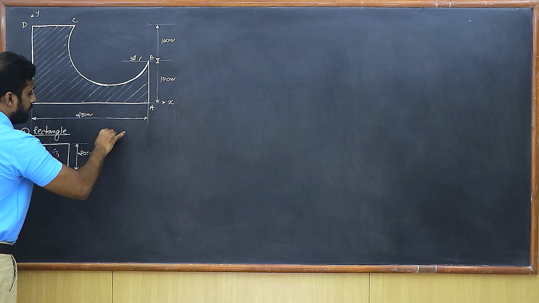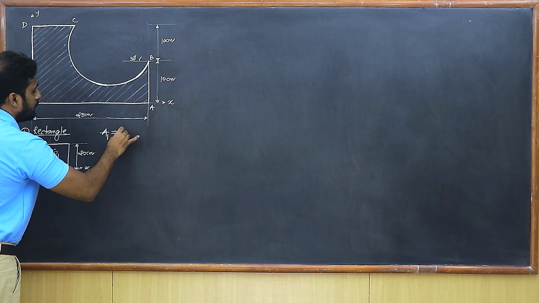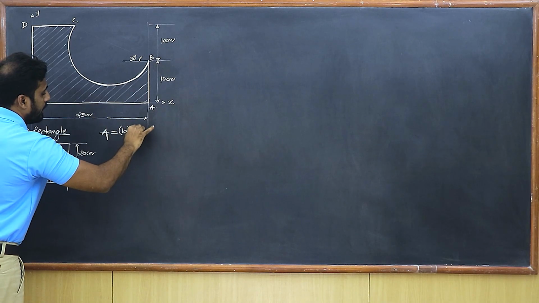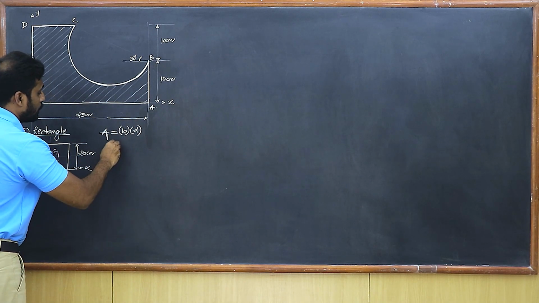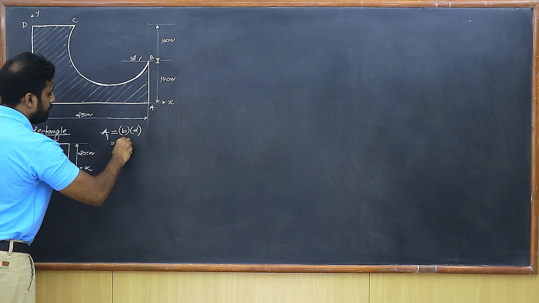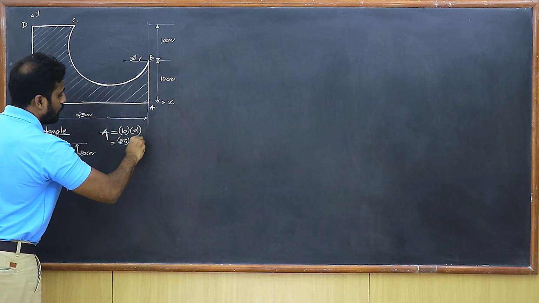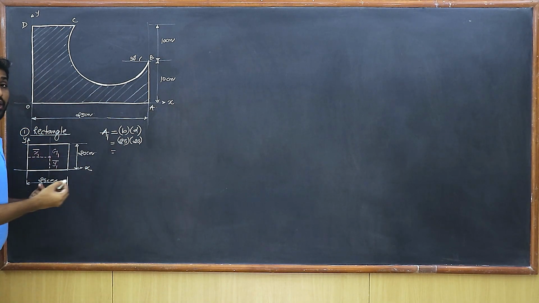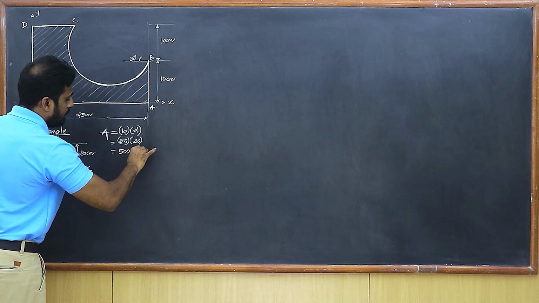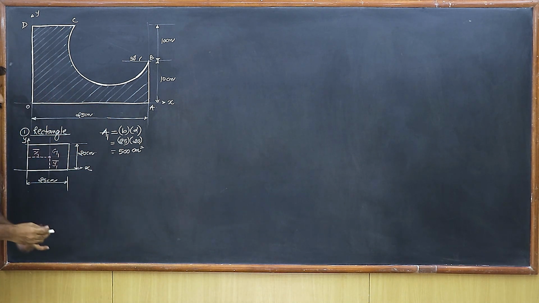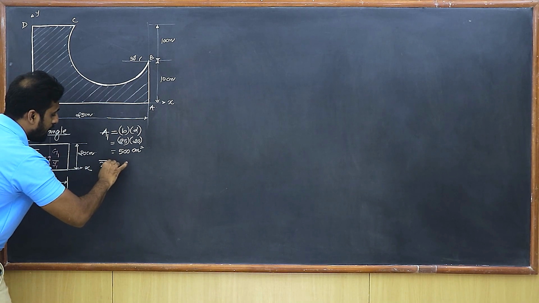So what is the area here, students? A1 is going to be B into D, isn't it? So the width multiplies with the depth. So the width is 25 centimeters and the depth is 20 centimeters. So that's 25 into 2, which is 50. So that becomes 500 centimeters square. So that's A1.